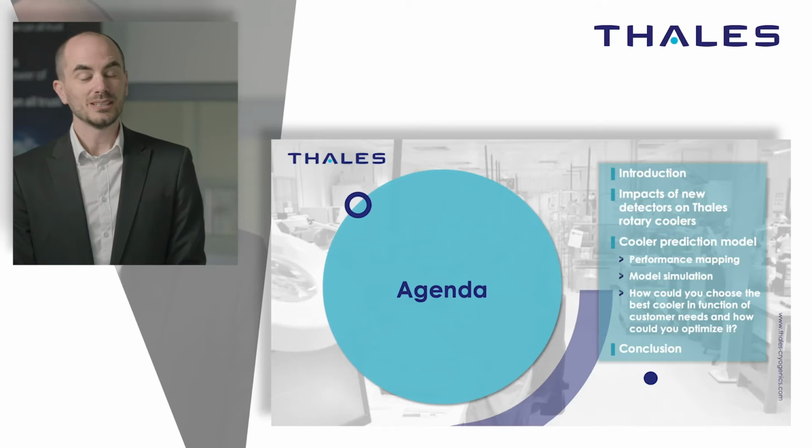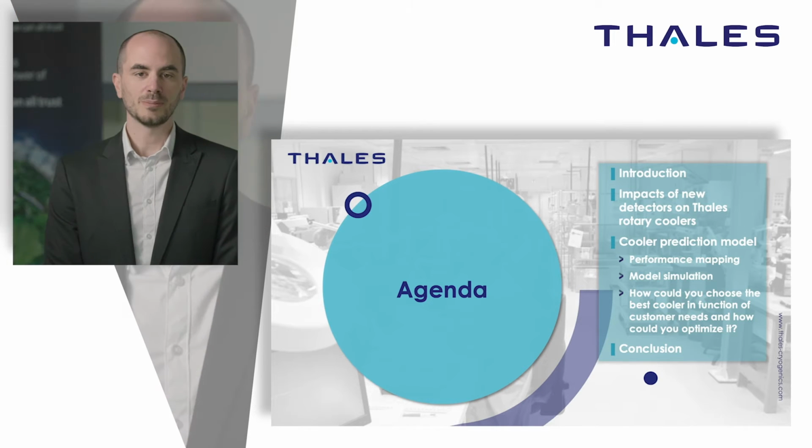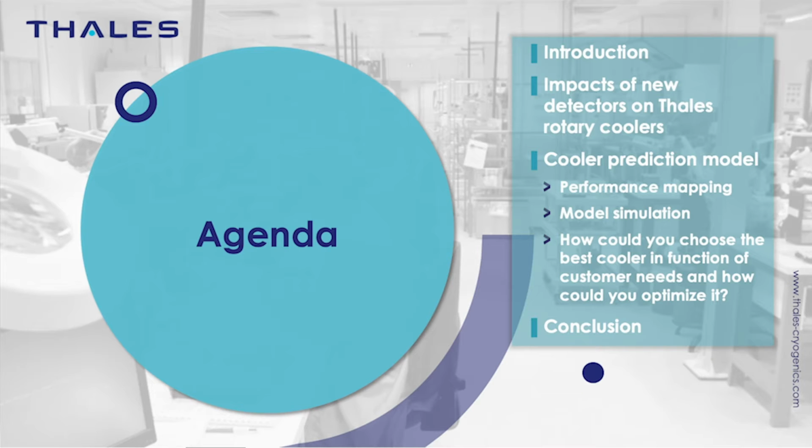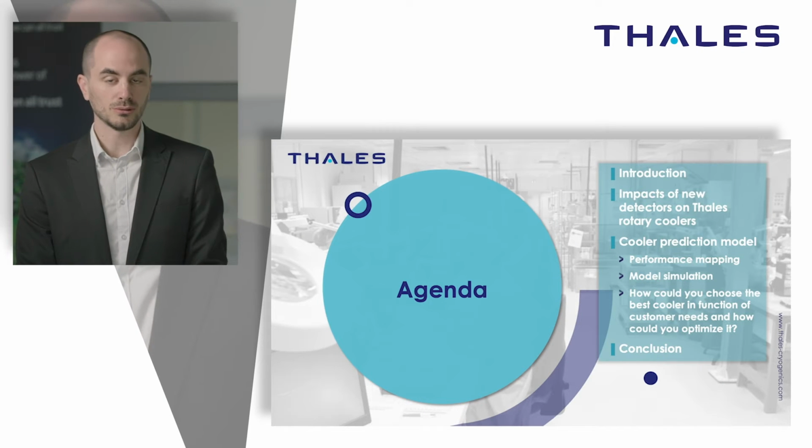Today I will speak about the applicable range for rotary coolers and a prediction model that we developed at Thales. I will start with a quick introduction, followed by an explanation of the impact of the new detector on the rotary cooler. Then I will present our prediction model and answer the question of how we can choose the best cooler for your application. Finally, I will conclude.